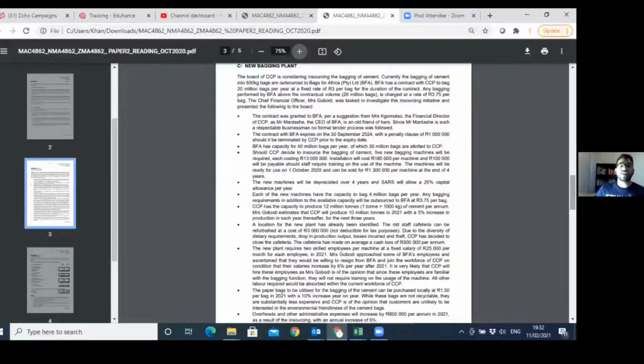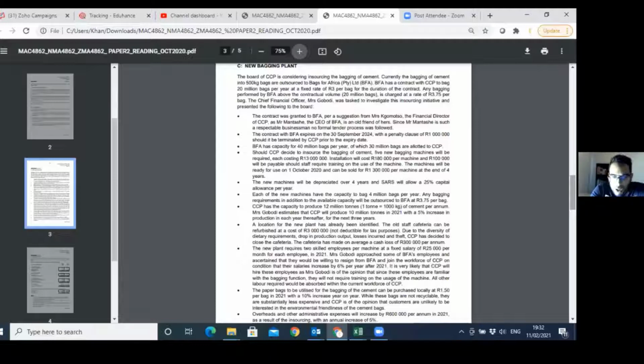However, let's assume they go to full capacity. So they produce all 12 million tons. That means they will need 24 million bags. In that case, 20 million bags will be done internally and 4 million bags will have to be outsourced.